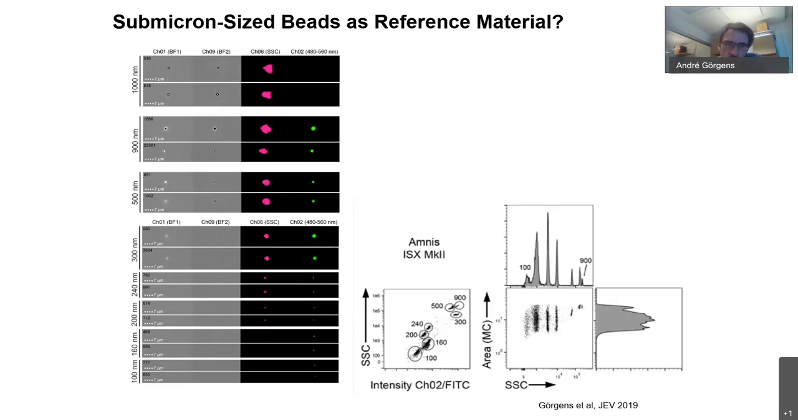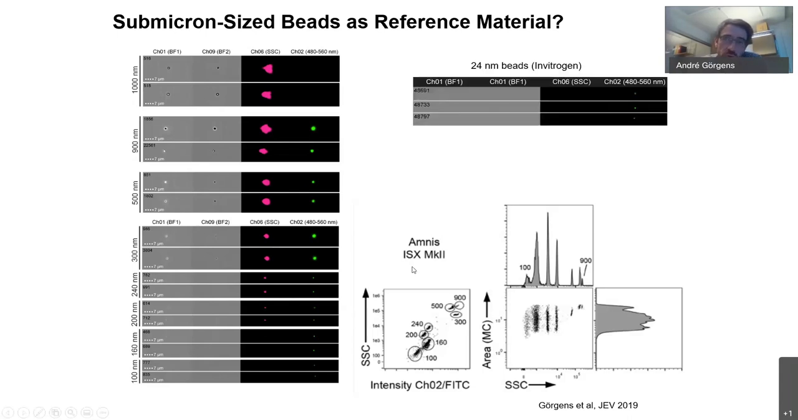And of course, the smaller those beads are, the less light they scatter, so they are in that scatter low area, for example, those 100 nanometer beads, but still fluorescent positive. Then we also ran 24 nanometer beads just out of curiosity, and we could also pick up those, which basically shows for beads in general, even if you have no detectable bright field or side scatter signals, if you have fluorescence, you can pick them up if it's bright enough.